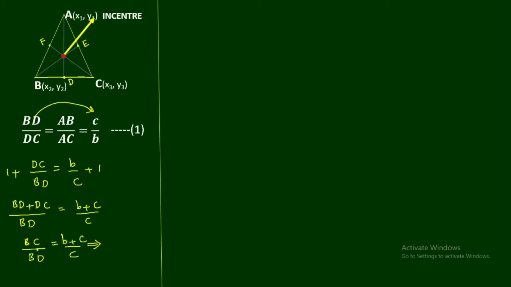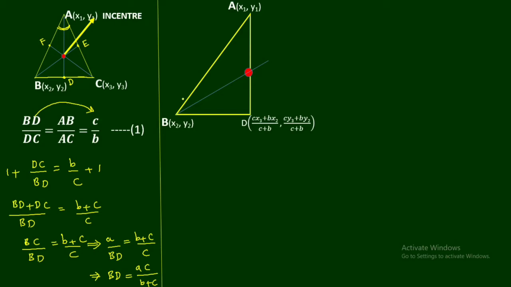That implies, what is BC? BC, the side opposite to angle A, will be small a. So a by BD is equal to (b + c) by c. From this we can say that BD is equal to ac by (b + c). Now I am taking the part of this triangle, the triangle ABD. So this is I. Now we know what BD is. BD is nothing but ac by (b + c), and we know that this AB is nothing but c.